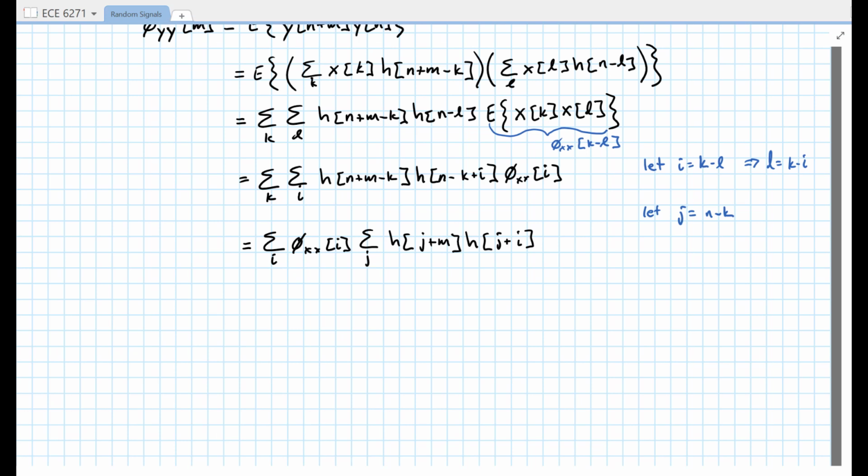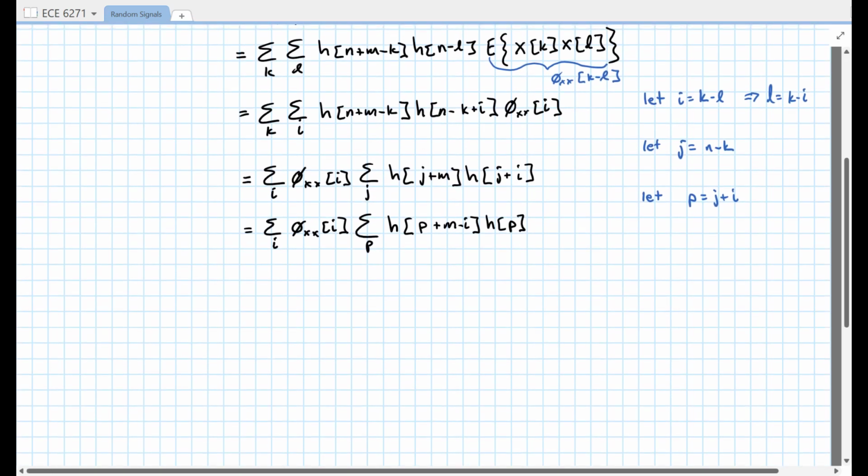From here, we could probably jump right to the end, but let's go ahead and put all the steps in so it's clear. And we're going to do that by making one last change of variable. We'll let p equal j plus i. And so now, when we're all done, maybe it doesn't look simpler to you, but it'll be really nice very soon. This second expression here, the sum over p, looks a lot like a convolution. Not quite, but very, very similar to a convolution.